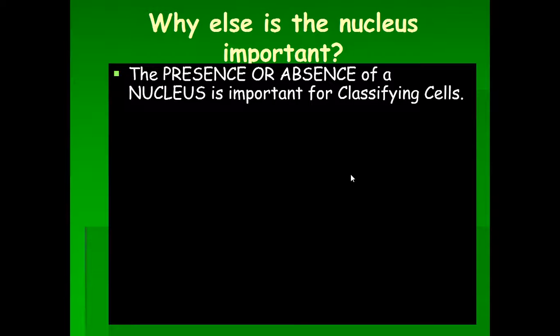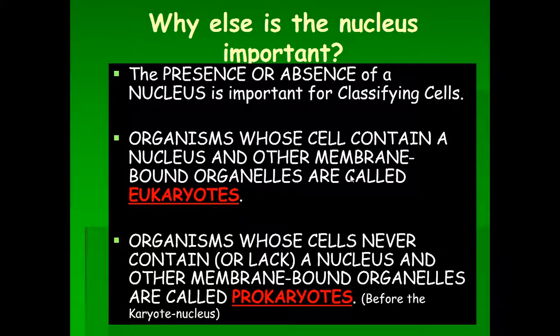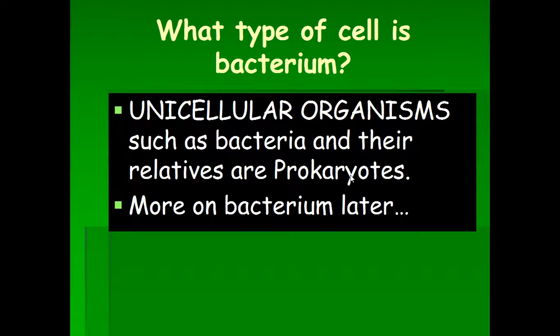The presence or absence of a nucleus is important for classifying cells. Organisms whose cells contain a nucleus and other membrane-bound organelles are called eukaryotes. Organisms whose cells lack a nucleus and other membrane-bound organelles are called prokaryotes, before the nucleus. Unicellular organisms such as bacteria and their relatives are prokaryotes. We'll talk more about bacteria later.